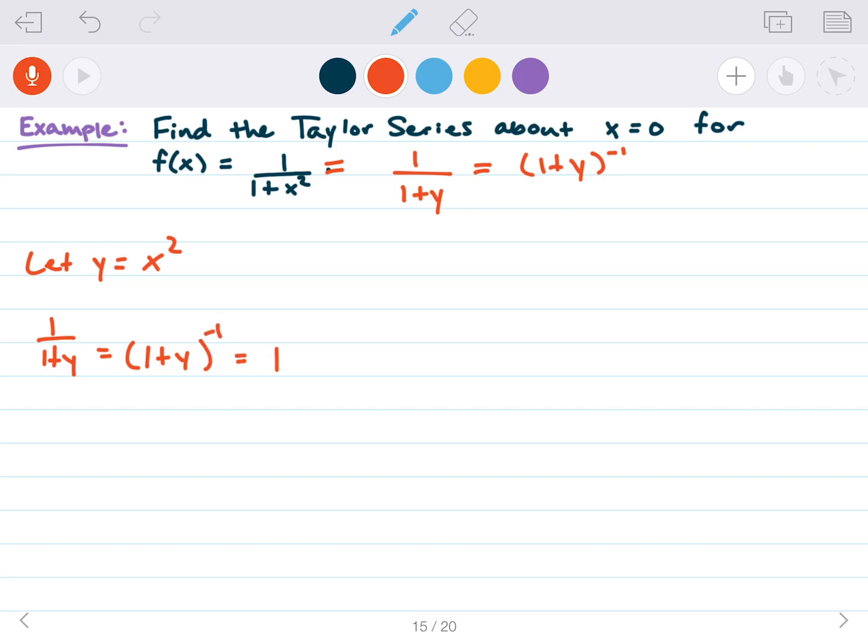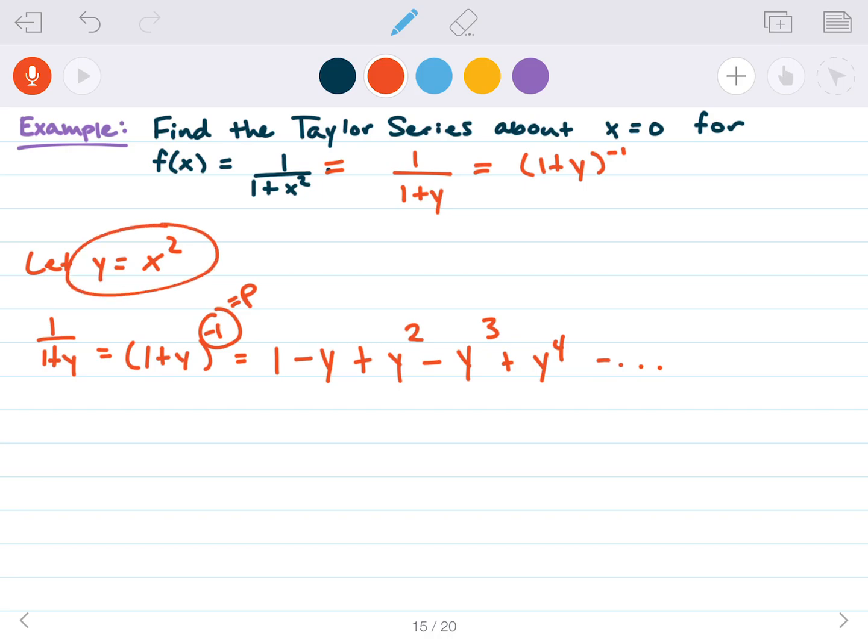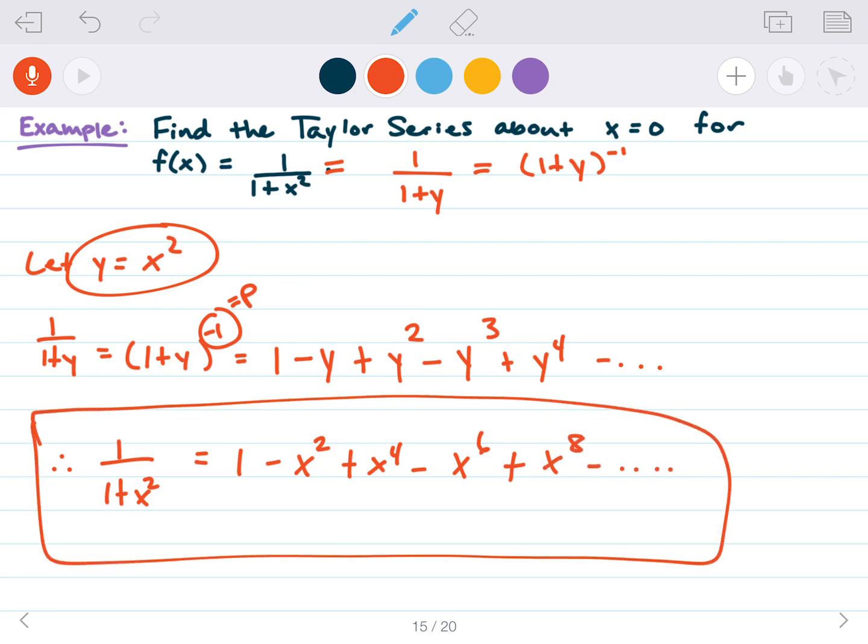equals 1 minus y plus y squared minus y cubed plus y to the 4th. I'm not showing all my work here, but just know that I'm plugging in p equals negative 1 into the equation, the Taylor series for 1 plus x to the p, except instead of x, I have y. Okay? So there it is. And so my last step is to sub back in x squared for y. And so what I have is 1 over 1 plus x squared is equal to 1 minus x squared plus x to the 4th minus x to the 6th plus x to the 8th and so forth. So this is my expanded series right there.